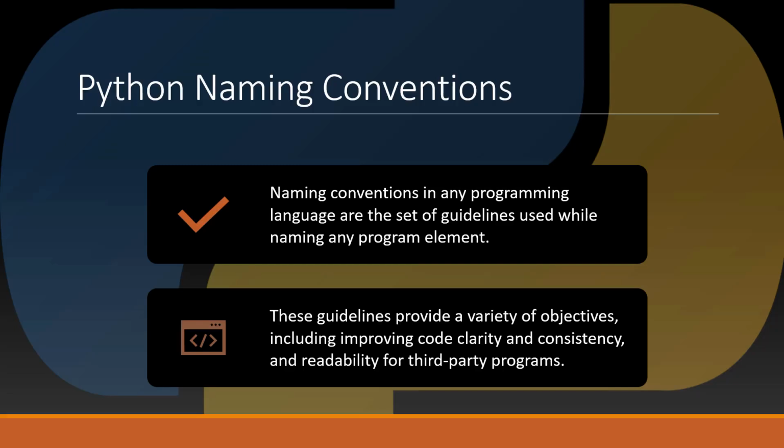Naming conventions in any programming language are the set of guidelines used while naming any program element. For example, in Python, the naming convention will be the set of rules that we should follow while naming any class, variable, or function. These guidelines serve a variety of objectives, including improving code clarity, consistency, and readability for third-party programmers. It includes anything from punctuation to symbols and identifiers that denote something specific in that language.